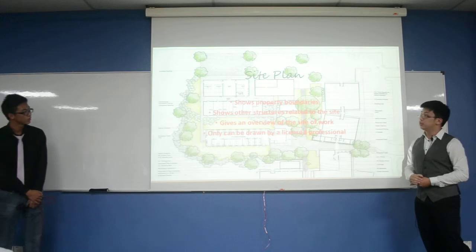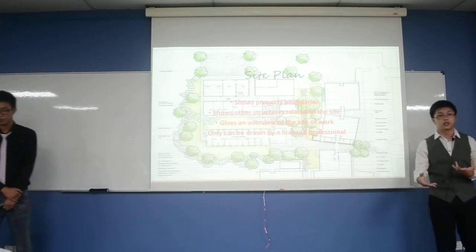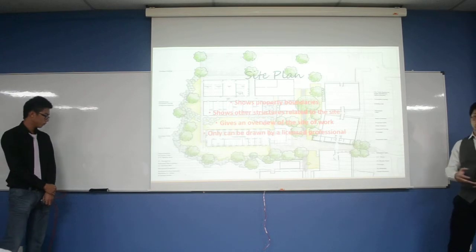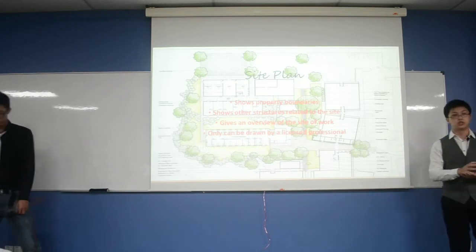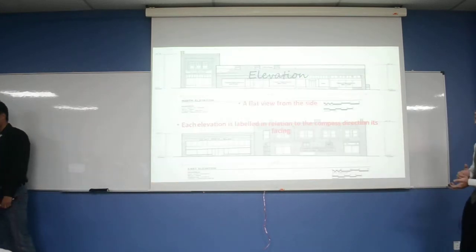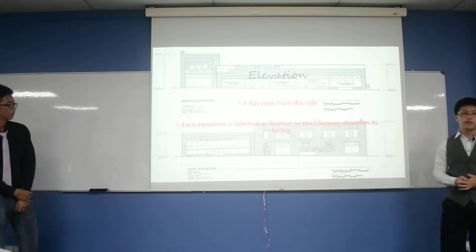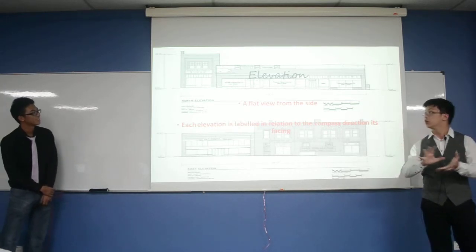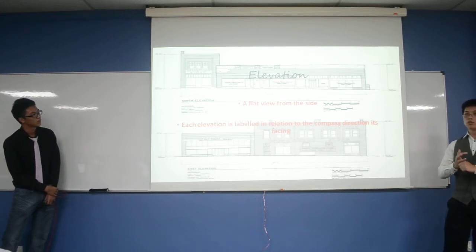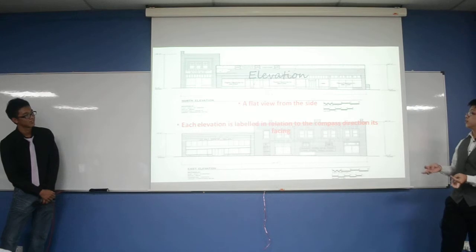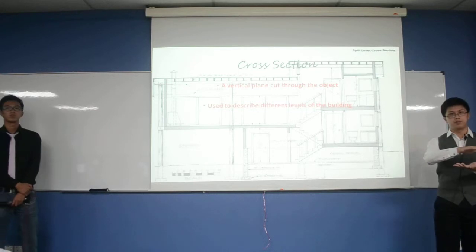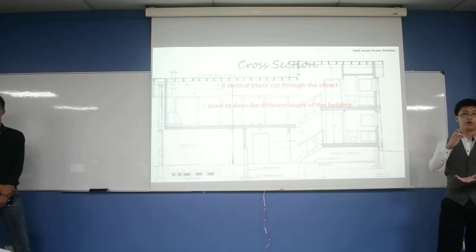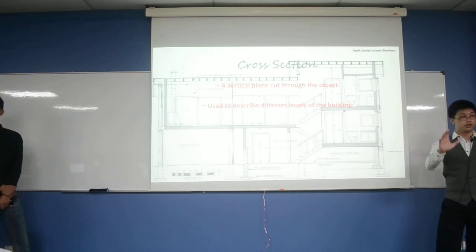Now the site plan shows property boundaries. It's more specific. It shows structures related to the site, and it can only be drawn by a licensed professional, like an architect or an engineer. Now the elevation is a flat view from the side. It shows a facade of the structure, and it basically shows the outside. Now the cross section is a vertical cut. It's almost like the floor plan, but more vertical, and it focuses on showing the levels, floor 1, floor 2, floor 3, and things inside it.